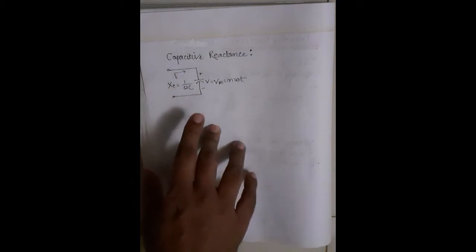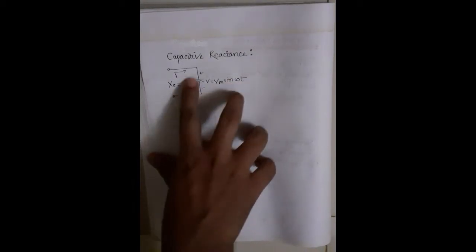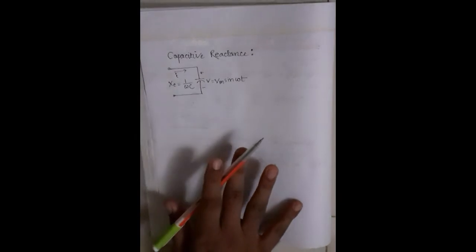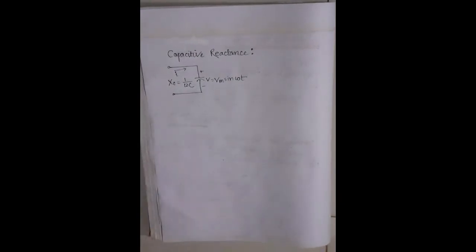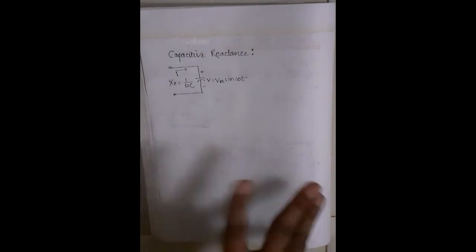XC is 1 over omega C, right? And the voltage that is getting generated across it is V equals Vm sine of omega t. So this is how a simple circuit looks like. Okay, so another thing we learned from our previous lectures is that in a capacitive circuit the current leads the voltage by 90 degrees, right?